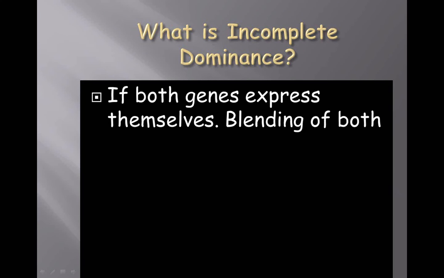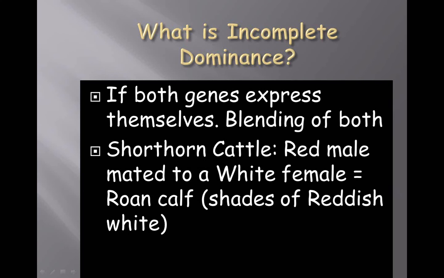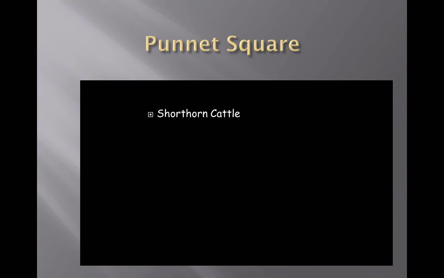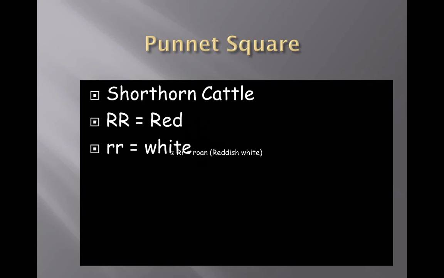Incomplete dominance. Both genes are expressed when you have incomplete dominance. Here is where it's a blending. Incomplete means it's a blending. Here where you have something that is red and something that is white, the in-between would be something that is more pinkish. Incomplete dominance. So let's look at this example here.